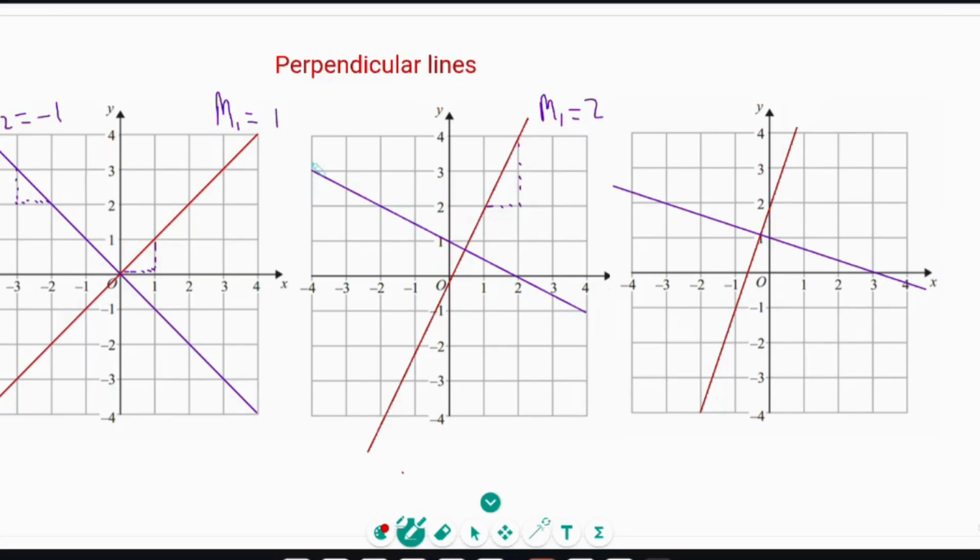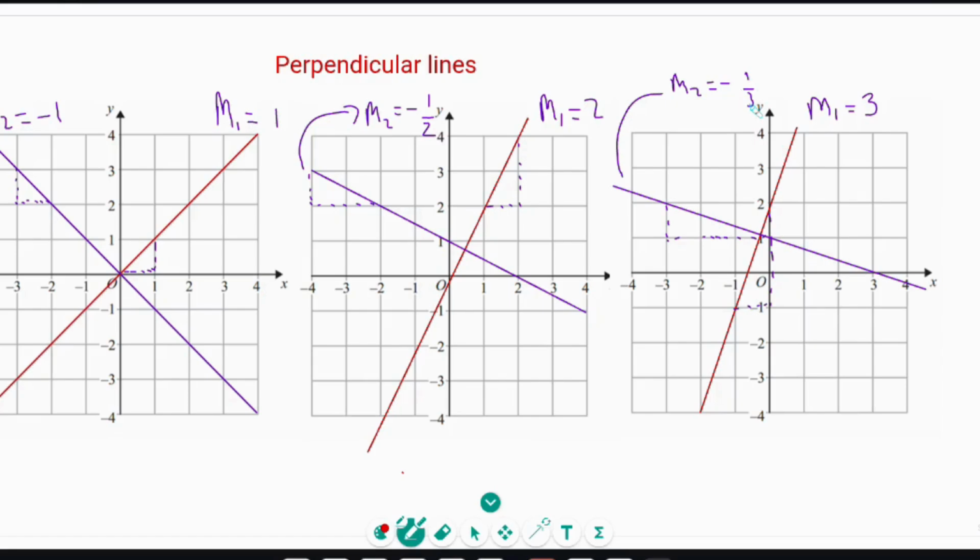And what about this gradient here? Negative 1 divided by 2. And here we have 3 divided by 1 is 3. And this one here, well, it's negative 1 over 3, which is just minus a third.